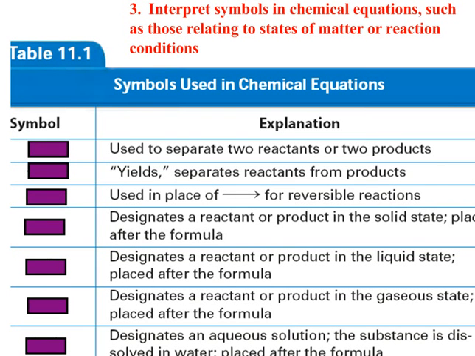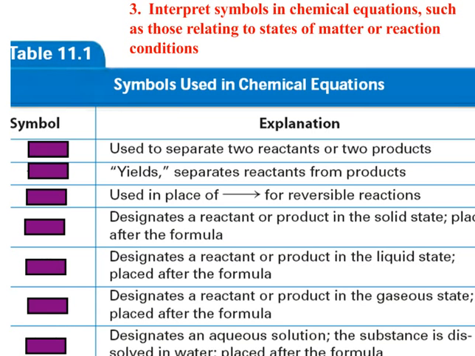We are starting off with objective number 3, which says to interpret symbols in chemical equations, such as those relating to states of matter or reaction conditions. If you find your unit objectives sheet, the purple piece of paper with the objectives for Unit 10, you'll find on the back of this a chart that looks like this, Table 11.1.